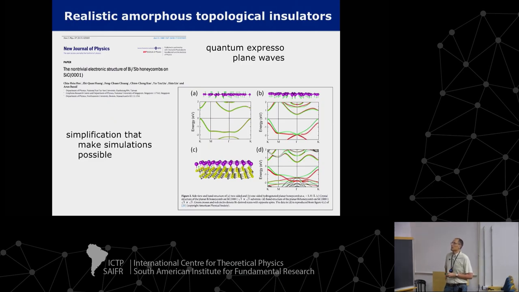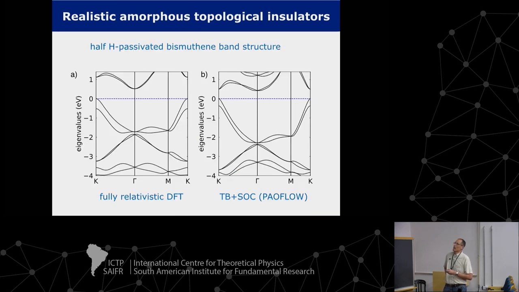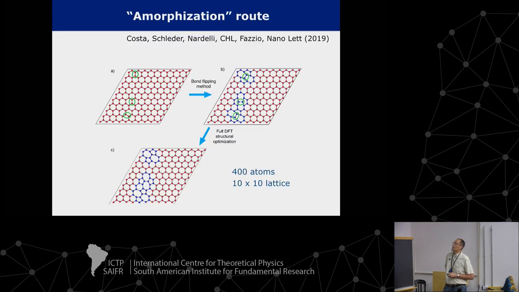So this is basically things that Alexandre knows much better than me, electronic structure calculations. And then you have band structure calculations by Marcio Costa. And then there's a topological gap here. And then there is an interesting recipe of amorphization theoretically, developed by Marcio and Gabriel Schleder. And then they just break some of these bonds, let the system relax, let the system reconstruct, and eventually iterate that until you get some sort of amorphous system.